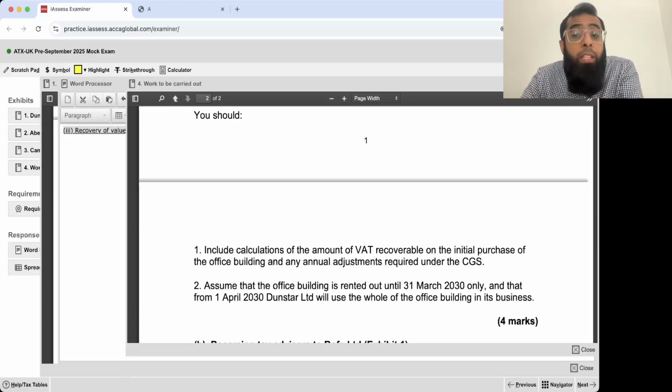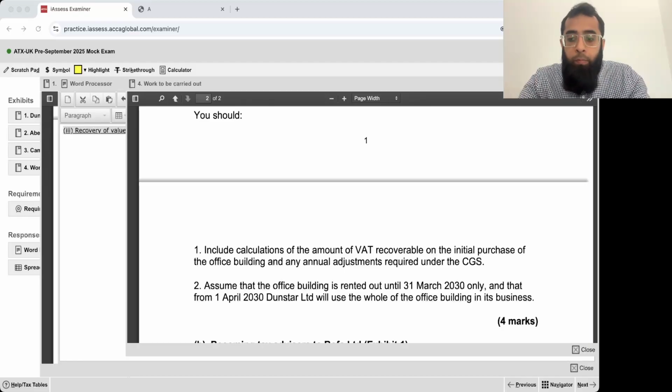You should include calculations of the amount of VAT recoverable on the initial purchase of the office building and any annual adjustments required under the capital goods scheme. Assume that the office building is rented out until 31st March 2030 and that Dunster Limited from 1st April 2030 will use the whole of the building for its business use. So first of all, we have to talk about the initial recovery and then the later adjustment. For how many marks? 4 marks. Let's read the VAT requirement again and then draft a small answer, since it's only 4 marks.